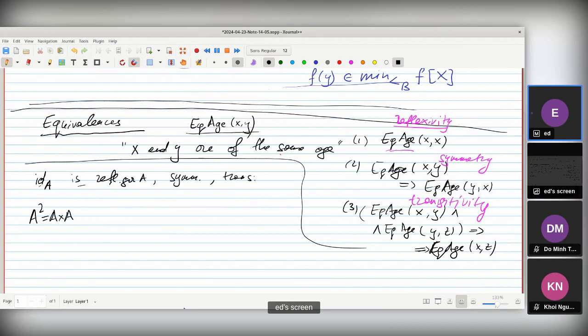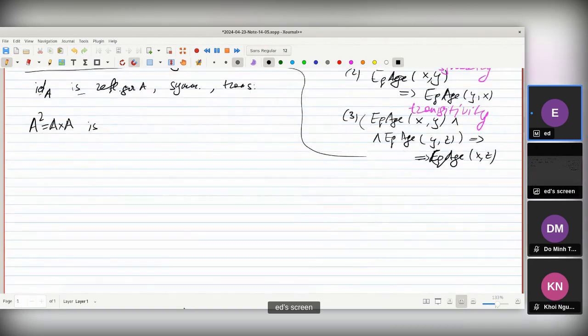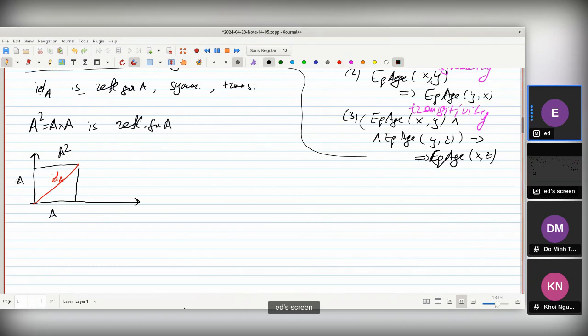So assume that we are taking all the pairs of elements from A. Is it reflexive? Is it the case that every pair of identical elements belongs to this set, the set of all possible pairs? Clearly it is. If we schematically depict this A times A, here is our square, then the diagonal of this square will be just the set of all pairs of identical elements. So it is clearly reflexive for A. It contains every pair of elements from A. Much more so, it contains every pair of identical elements.